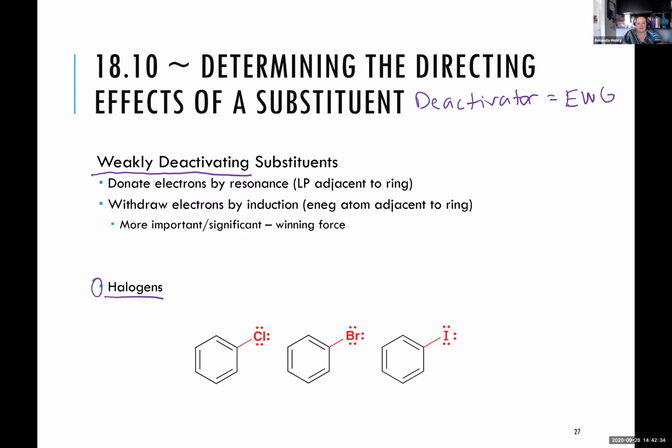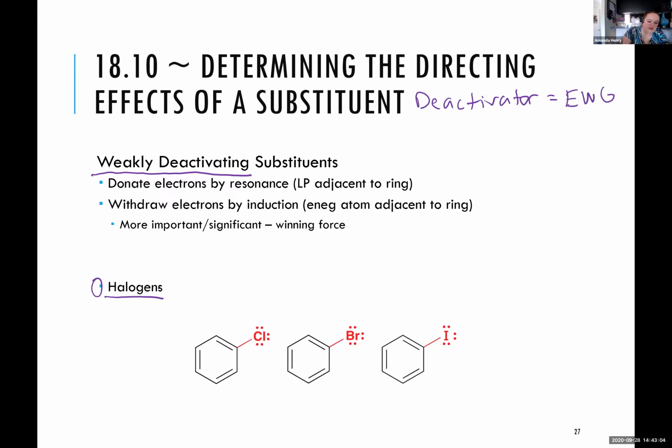Now notice on that list, it tells us that they are donating electrons and withdrawing electrons. So that means there are actually, again, two competing actions taking place here, which is why they're weak deactivators. They are withdrawing the electrons, but there's a competing force to donate electrons. So they're not very good at deactivating the ring.